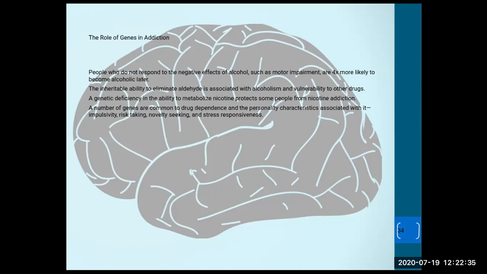So the inheritable ability to eliminate alcohol from the system for that enzyme is associated with alcoholism as well as vulnerability to other drugs. Looking at genetic efficiencies in metabolizing nicotine actually may protect some people from nicotine addiction, because if the nicotine doesn't break down and cause all of those calming sensations or the muscle tingles or whatever, because they can't metabolize the nicotine, then you're just getting the poisons in there and you're not really getting the effects that you're looking for. So those people are probably not going to be addicted.